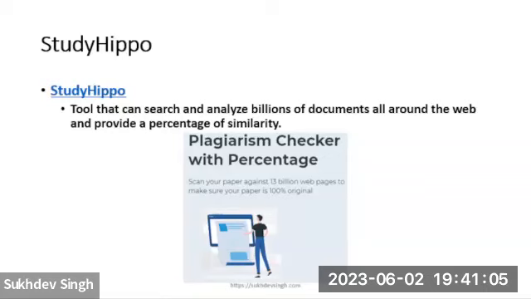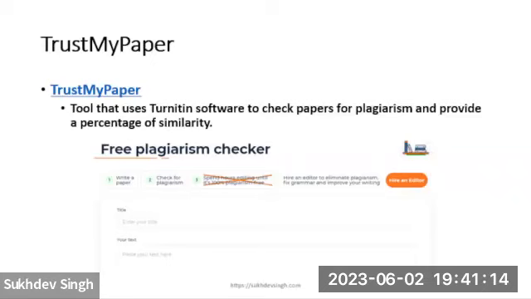Study Hippo is another tool. It will also give you the percentage of how much plagiarism you have done. Trust My Paper is another tool.